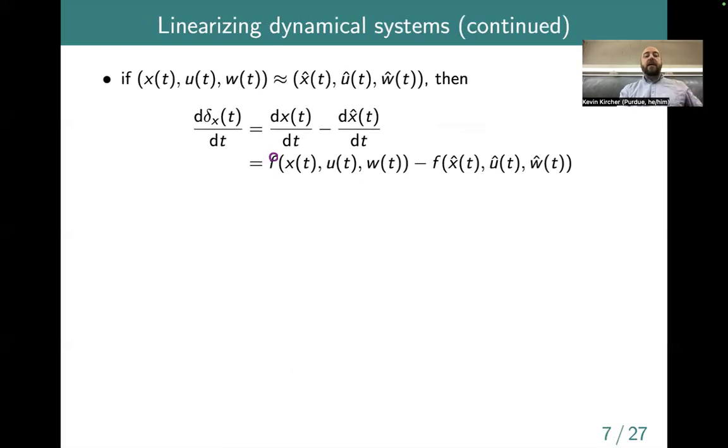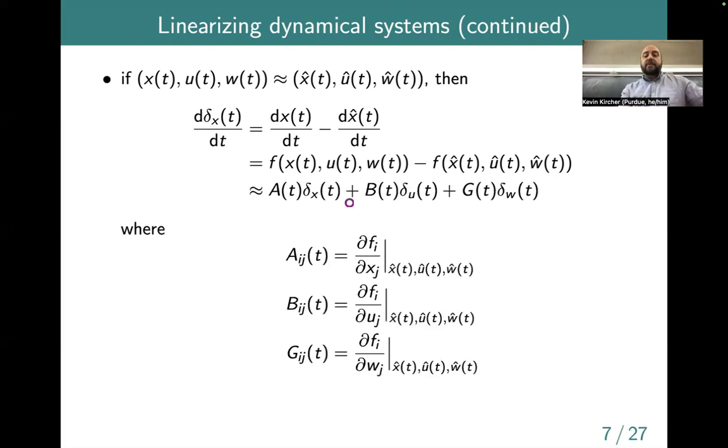Okay. Then if the real trajectory x, u, and w that we're trying to solve for is close to the trajectory defined by the hat variables, then we can write down the derivative of the state perturbation. That's just dx/dt minus d/dt of the function x hat. Well, this dx/dt, we know from the underlying nonlinear ODE, is given by f evaluated at x, u, and w. And the second term is just f evaluated at the nominal trajectories.